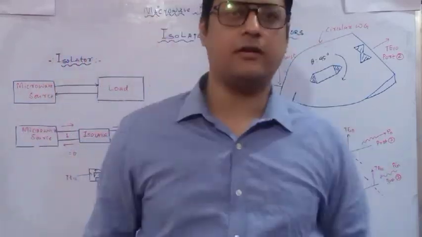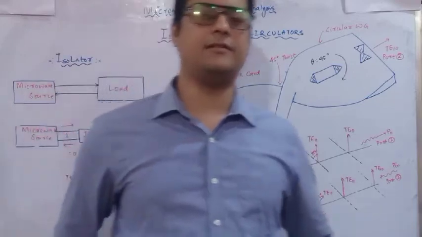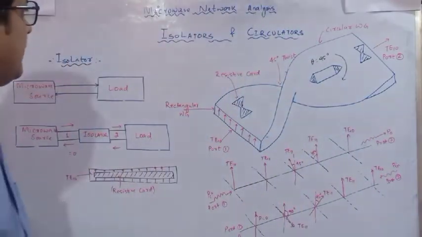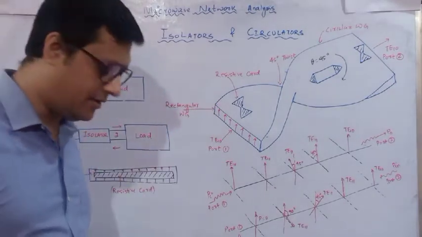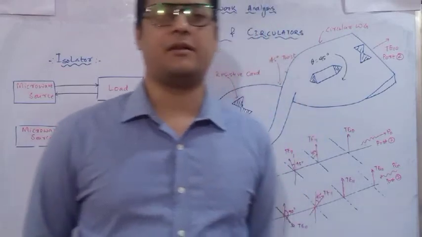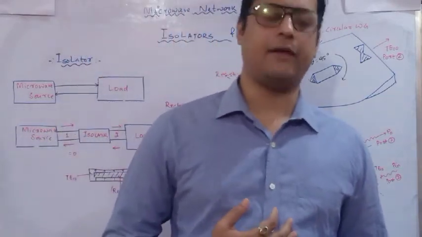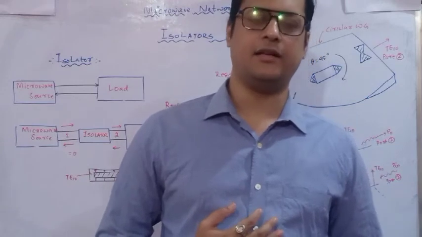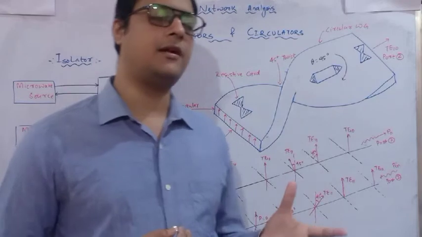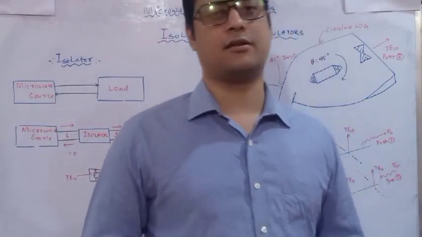So today we are going to discuss the last part of microwave network analysis, that is called isolator and circulators. As we have discussed directional coupler, we have seen basically the various parameters: one is coupling coefficient, one is coupling factor, one is directivity, and one is isolation factor. Now with the help of that analogy, we will proceed to discuss the isolator and circulator.